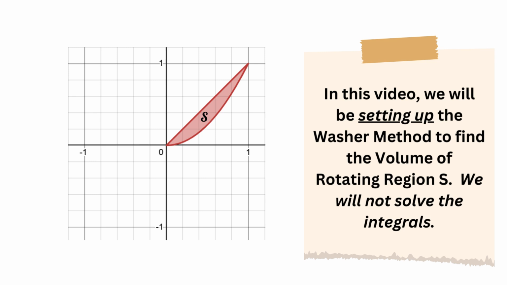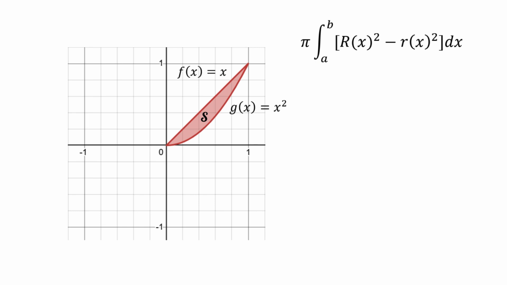All right, so we have the functions f of x equals x and g of x equals x squared. And we have their intersection there, and it intersects and forms region S. And what we want to do is use the Washer method. The formula for the Washer method is pi times the definite integral from a to b of big R of x squared minus little r of x squared dx.